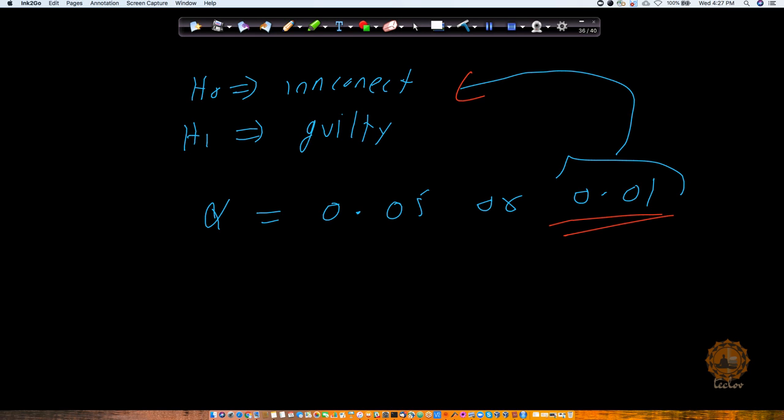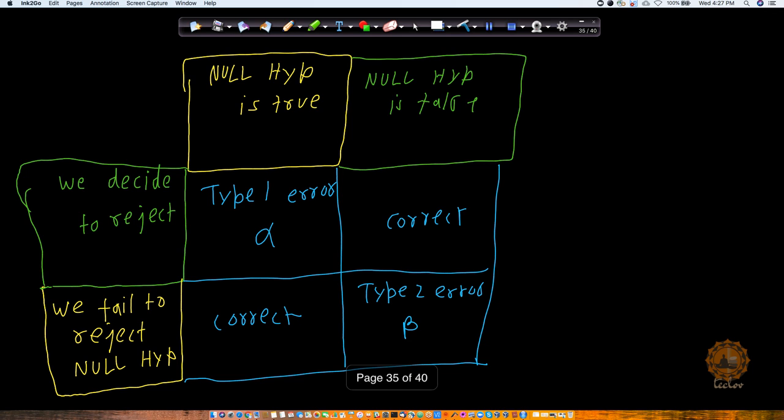On the other hand, there is also the type 2 error, which is basically denoted as beta. Here what happens is the null hypothesis is false, but we fail to reject the null hypothesis. We kind of accept our null hypothesis.